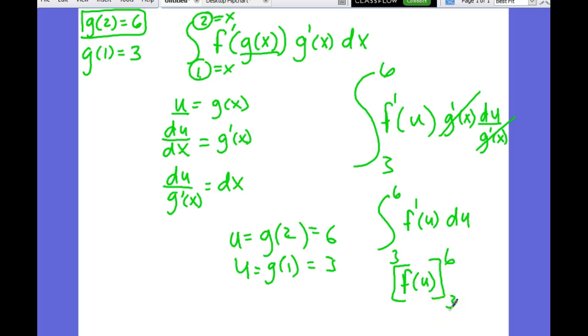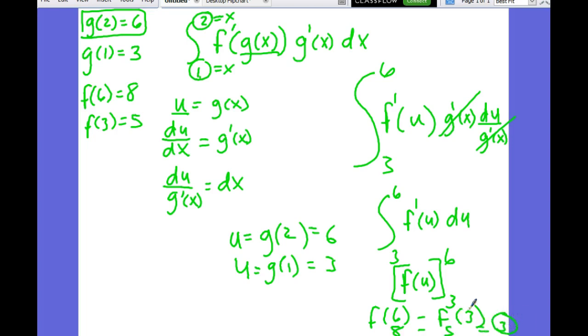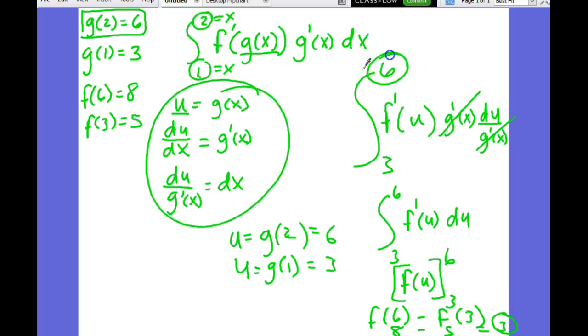I don't have anything for my f, so let me make up some extra numbers here really quick. I'm going to say that f of 6 is equal to 8, and I'm going to say that f of 3 is equal to 5. Okay, so now we go ahead and do f of 6 minus f of 3. And up there I just cheated and made up some numbers. f of 6 is 8, and f of 3 was 5, and so my final answer would be 3. Right? So the big trick here is this whole u substitution thing that gets you all these new values, okay? And so that's what you guys are going to be doing on that particular problem.